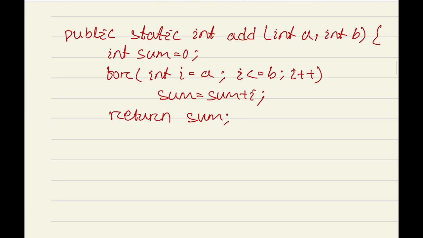So here what is the type of sum? The type of sum is int, because we have declared here int sum equal to 0. So the type of sum is int, that's why we are writing int here, because this method add is going to return the type int, or we can say the return value type is int.